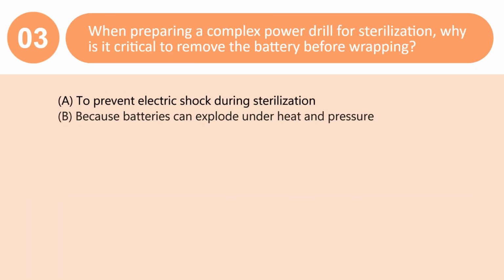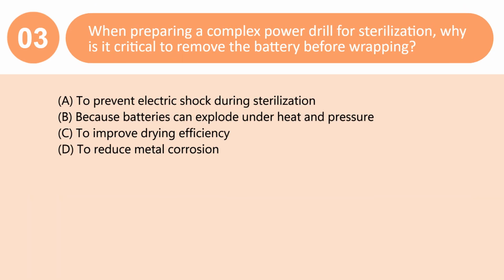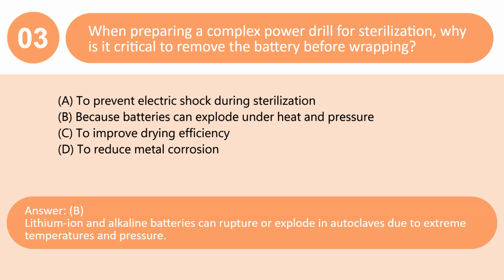When preparing a complex power drill for sterilization, why is it critical to remove the battery before wrapping? A. To prevent electric shock during sterilization. B. Because batteries can explode under heat and pressure. C. To improve drying efficiency. D. To reduce metal corrosion. Answer: B. Lithium-ion and alkaline batteries can rupture or explode in autoclaves due to extreme temperatures and pressure.